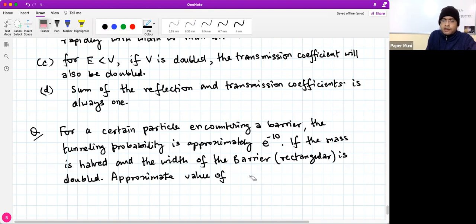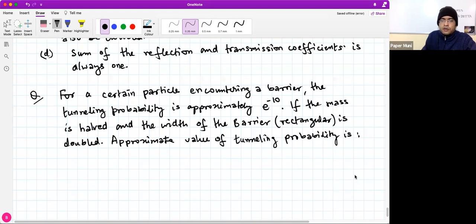Now, this is the same as the transmission probability, the same as the transmission coefficient. So there is another word you are learning here, which is tunneling probability. Tunneling probability is the same as the transmission probability. All right, so let me give you the options. Options are A, e to power minus 10 by root 2, and B.